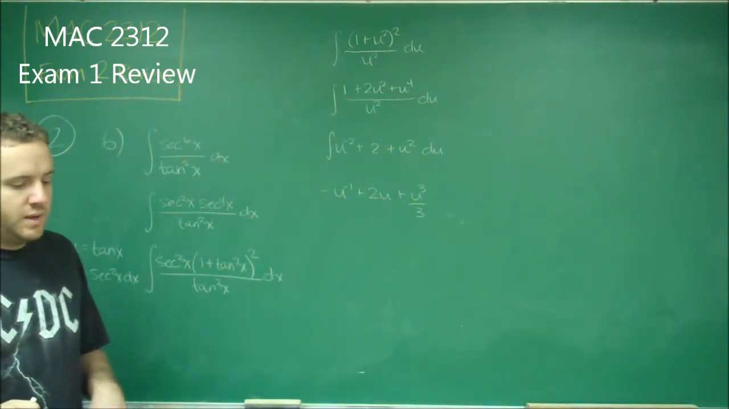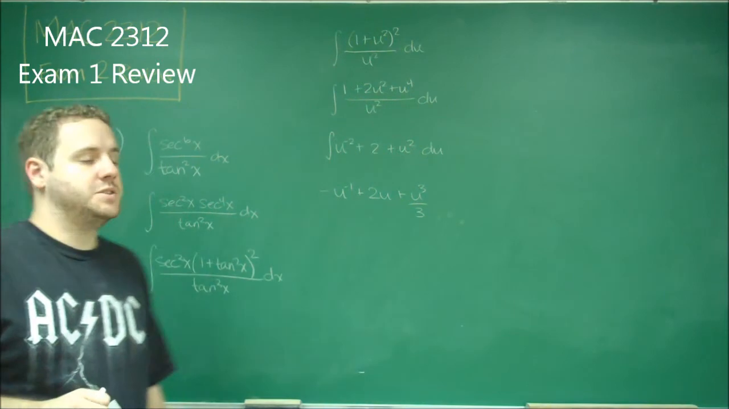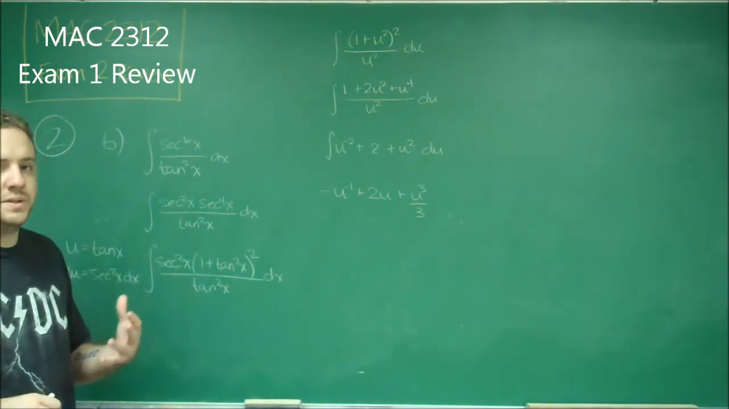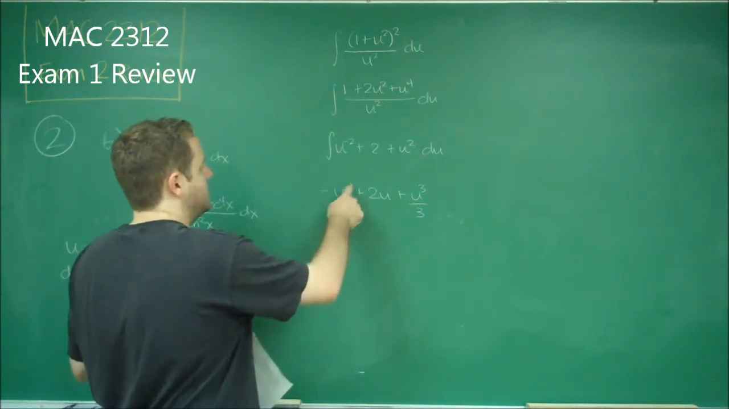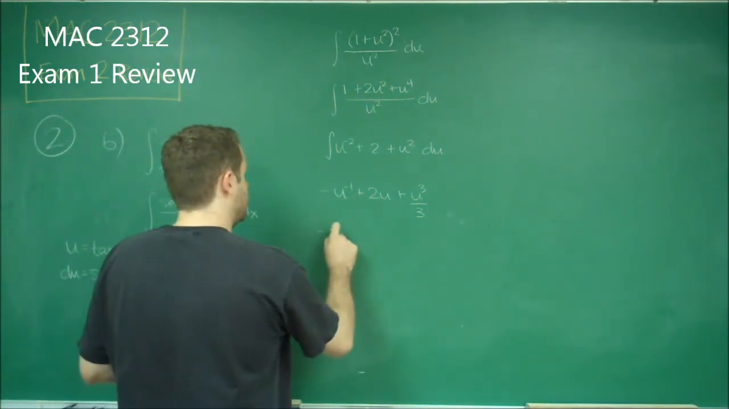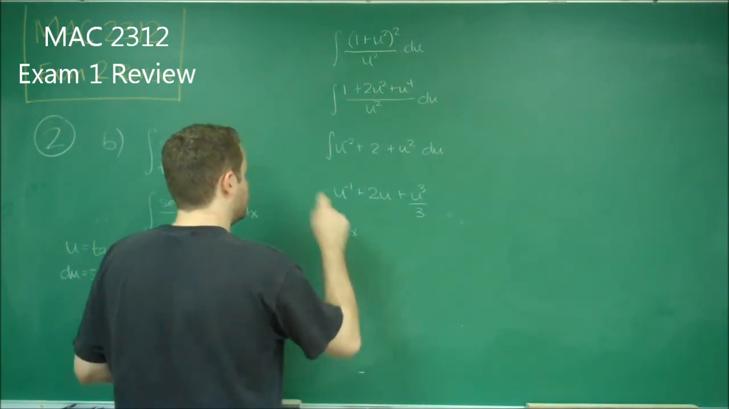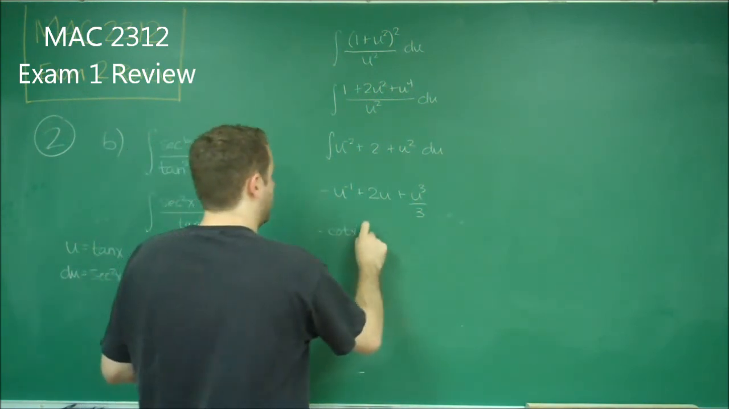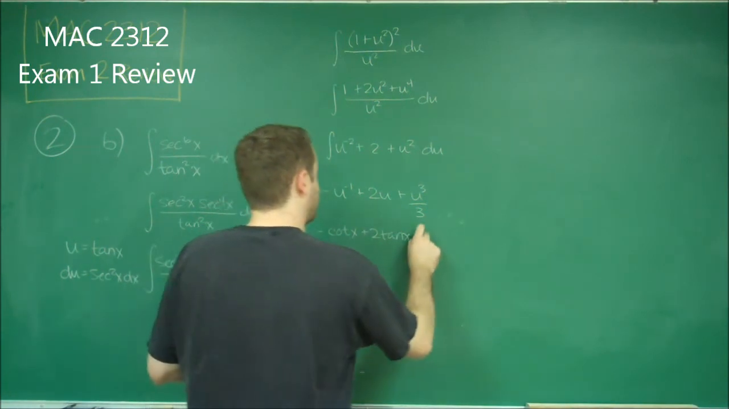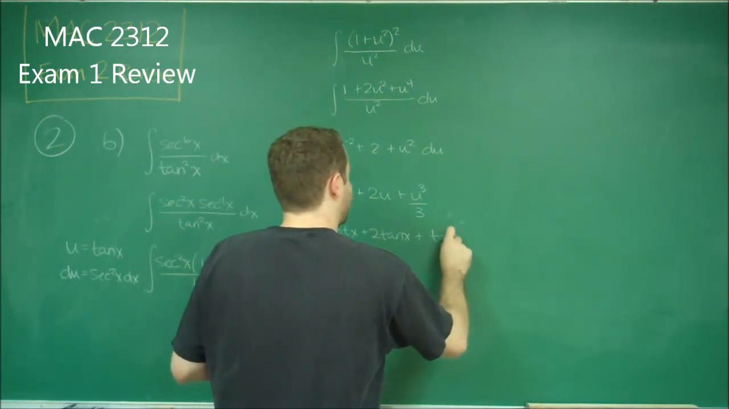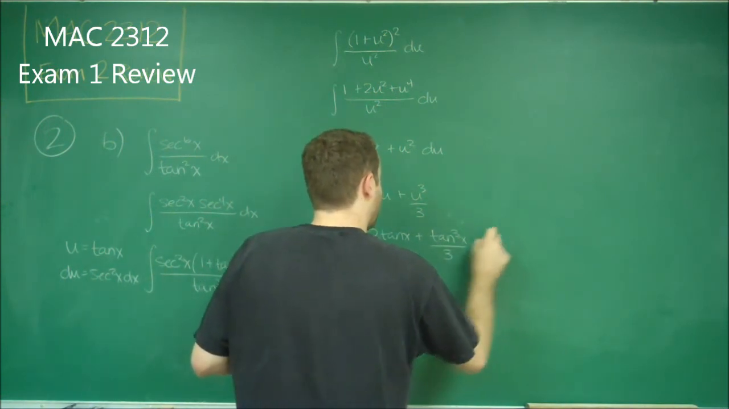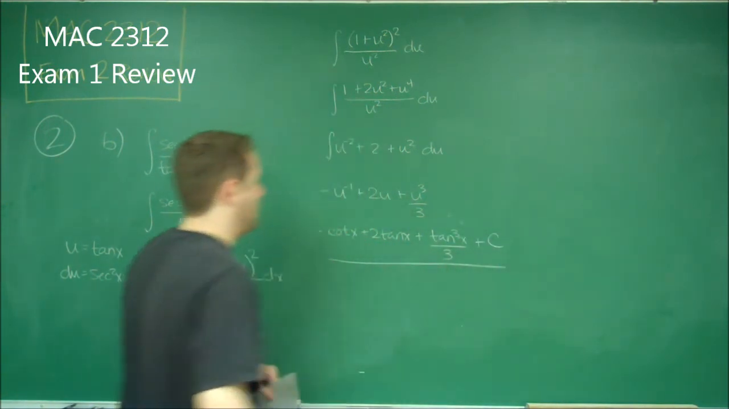And remember here that our u was tangent. So when we plug back in, we'll be done here. Tangent to the negative 1, in other words, the reciprocal of tangent, we can just write that as cotangent. So this is negative cotangent of x plus 2 tan of x plus tan cubed of x over 3 plus C.